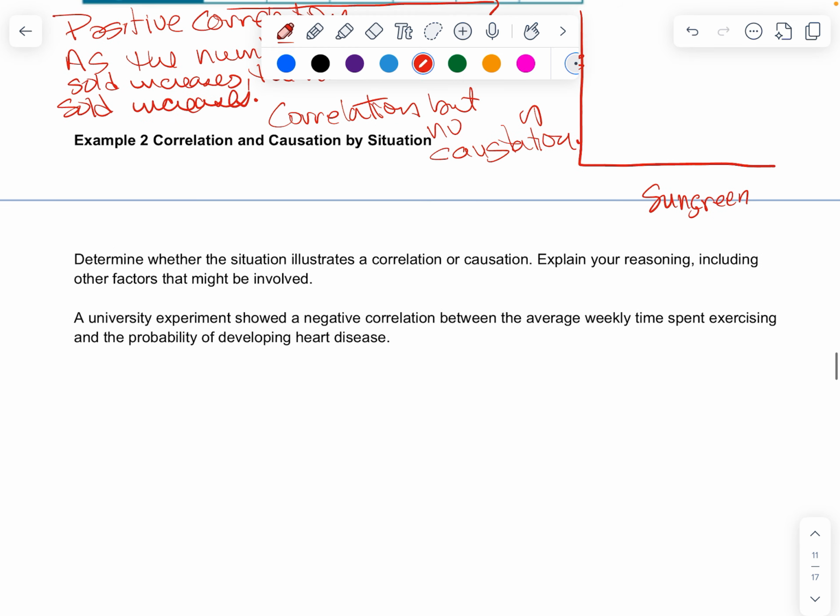Okay, so next we have determine whether the situation illustrates a correlation or causation. Explain your reasoning. Okay, so this time a university expert showed a negative correlation between the average weekly time spent exercising and the probability of developing heart disease. Okay, so we already know that it has a correlation, but does it have a causation? Yes, there is a causation.